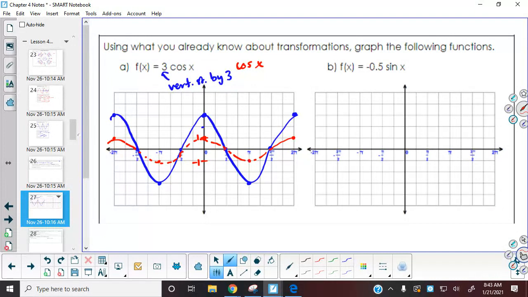Okay, so if we look at the next one, again, I'm going to do our parent function in red. So I'm going to do sine x in red. I'm going to think ahead here, and I'm going to look that this is going to be vertically compressed a little bit. So I'm going to actually change my y scale to start just to make my life a little bit easier. So that's my original y scale.